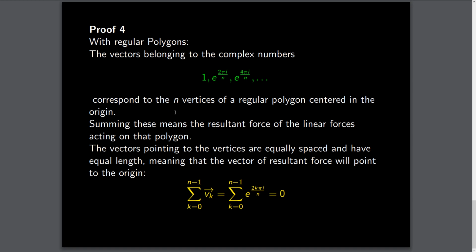Now you only have to see that these forces are equal in length, so the vectors corresponding to the forces have equal length, and the angle between consecutive vectors is the same. This means that if we are calculating the sum of these vectors, then you're going to end up obtaining the zero vector. And therefore, this concludes our point.